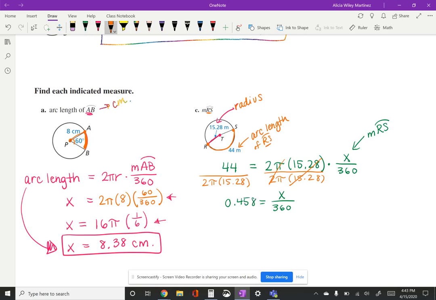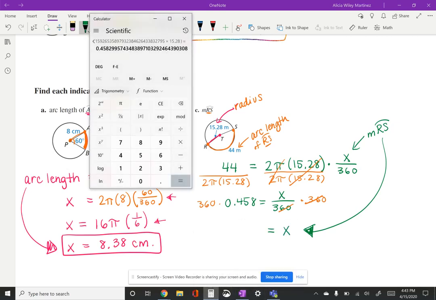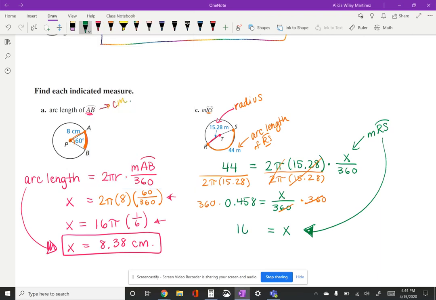And then the last step here, multiply both sides by 360. Cancel, cancel, leaving me with an x on the right-hand side. Remember, x is representing the measure of RS. Okay, so I'm going to go back to my calculator. I already have this decimal in there, so I'm just going to times this by 360. And you can see you get a measurement. Looks like it's going to round to 165. And it is degrees because remember the measure of RS is representing an angle measure.